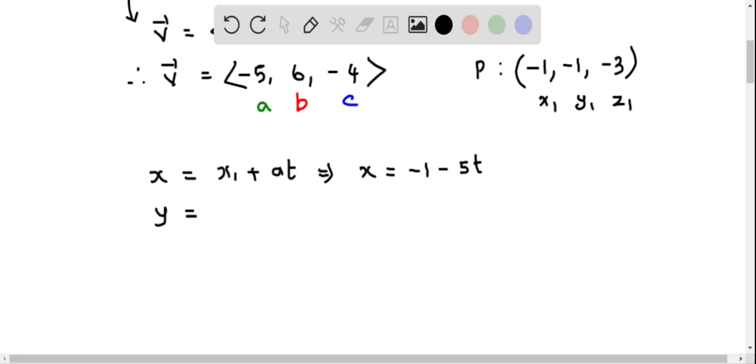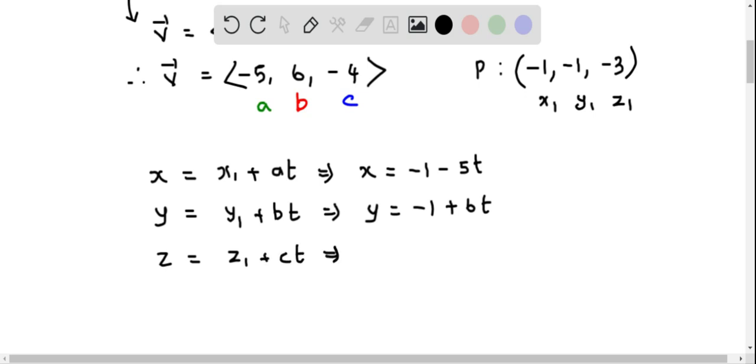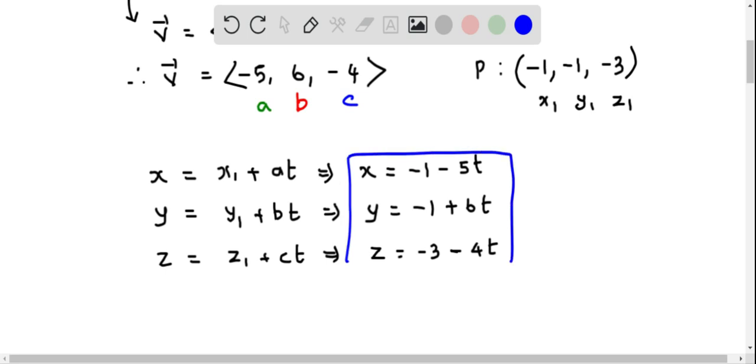Another parametric equation is y = y1 + bt. So this implies y = -1 + bt, where b is 6, so it is plus 6t. And z = z1 + ct, so this implies z = -3, and c is -4, so this becomes -4t. So these are the parametric equations of the line passing through the two given points, and this means choice 2 is correct.